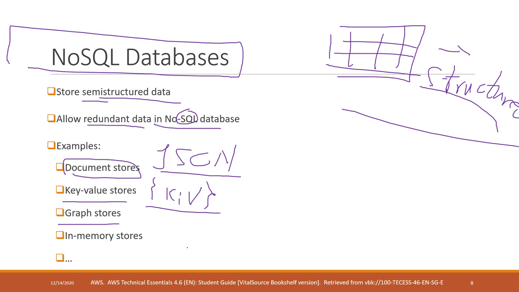We also have graph stores. A graph store is used, for example, when we have network structures like social networks, where the relational database is not efficient at handling that type of data. So we have a very specific type of database called a graph store to store network data. We also have in-memory stores, which give you very fast performance. However, all the data is stored in memory, not on the hard disk. We also have other types of databases.